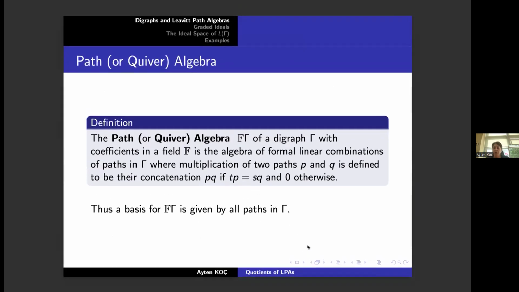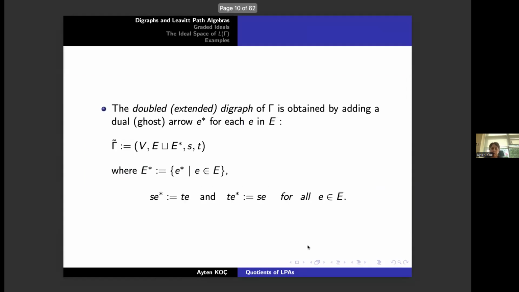The path algebra F Gamma of a digraph Gamma with coefficients in a field F is the algebra of formal linear combinations of paths in Gamma, where the multiplication of two paths P and Q is defined to be their concatenation PQ if the target of P is the source of Q, and 0 otherwise. Thus, a basis for the path algebra is given by all paths in the digraph Gamma.